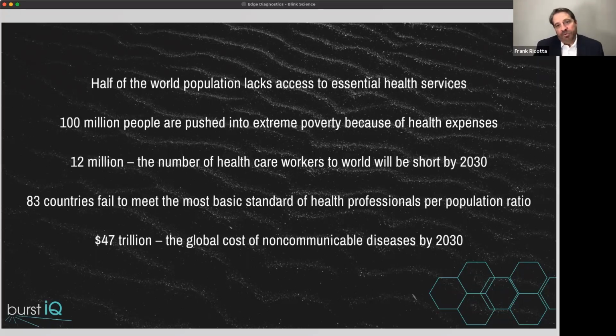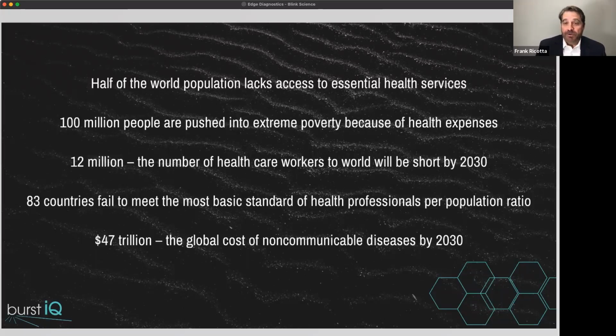And then last, 47 trillion. That's the global cost of non-communicable diseases by 2030, and that was a big word, so I think I got it anyway, stumbled over it a little bit. And we're not talking about COVID here, which is transmissible. We're talking about things like heart disease and diabetes and other diseases that really impact a person's life expectancy and are primary reasons for an individual's life to be cut short.